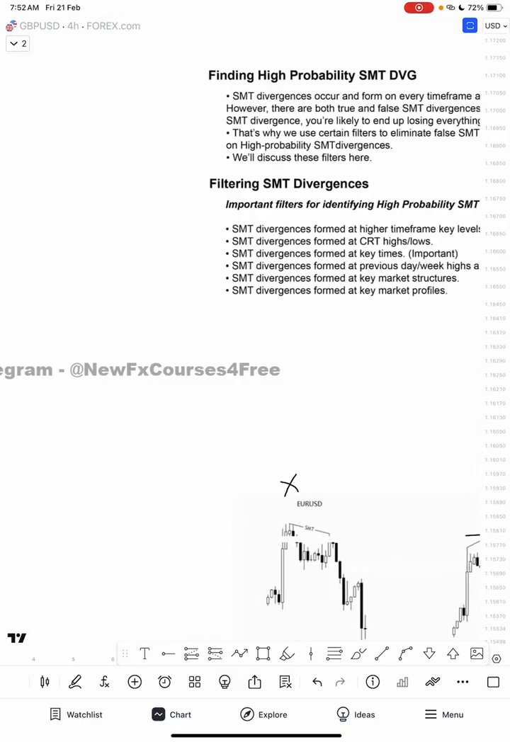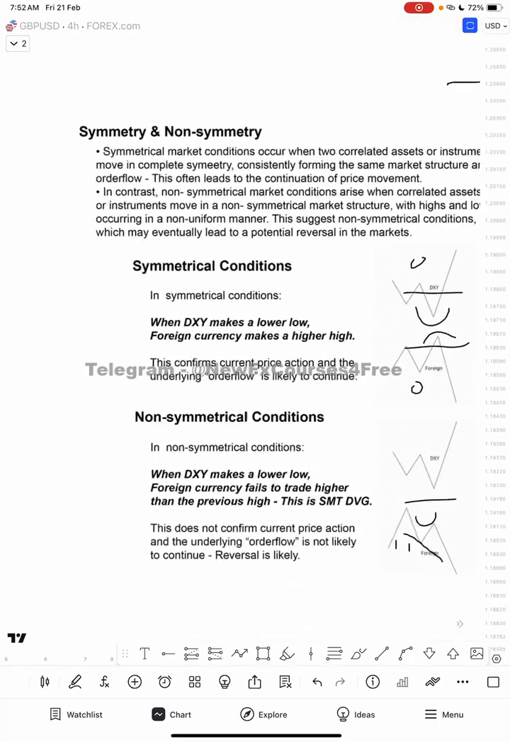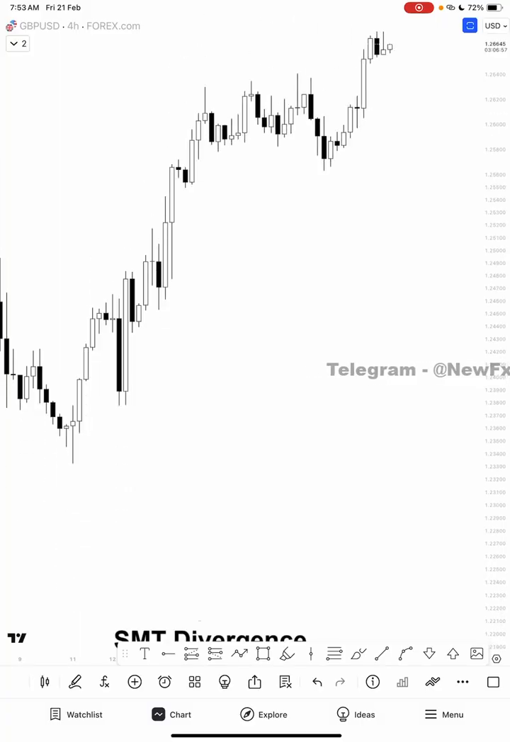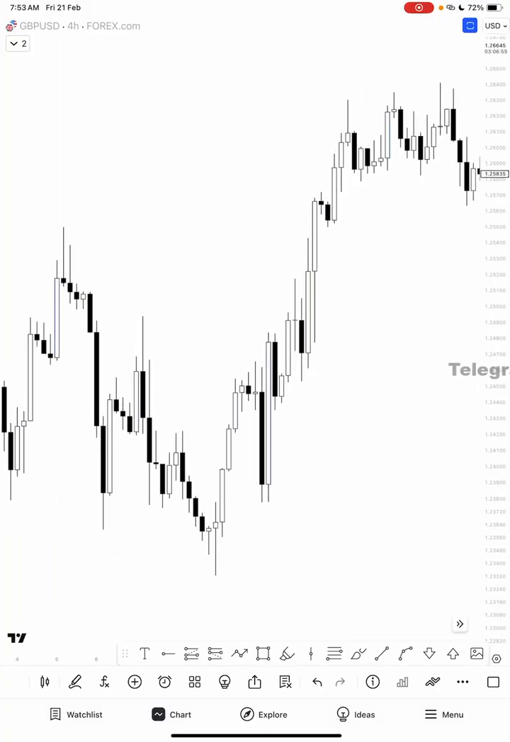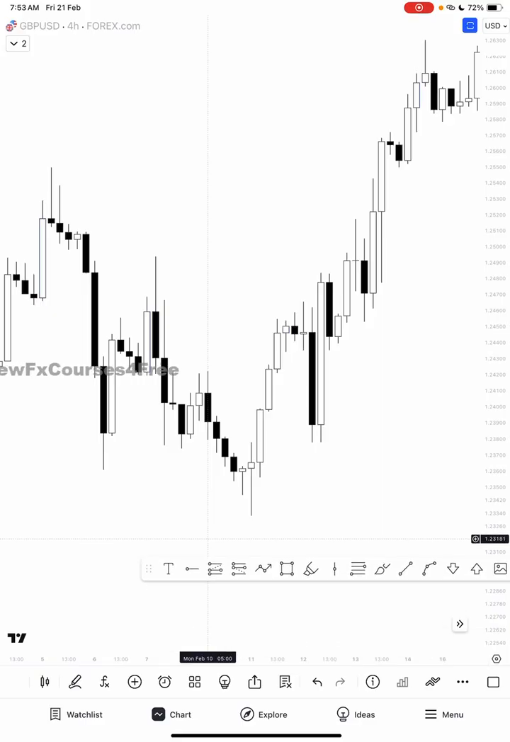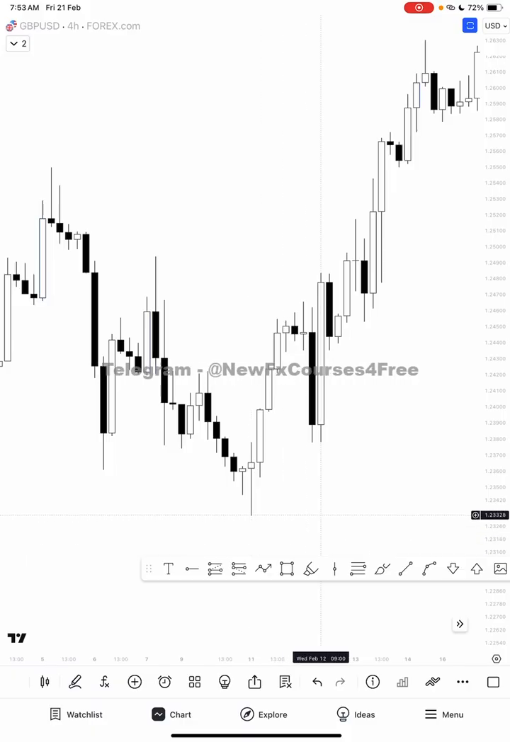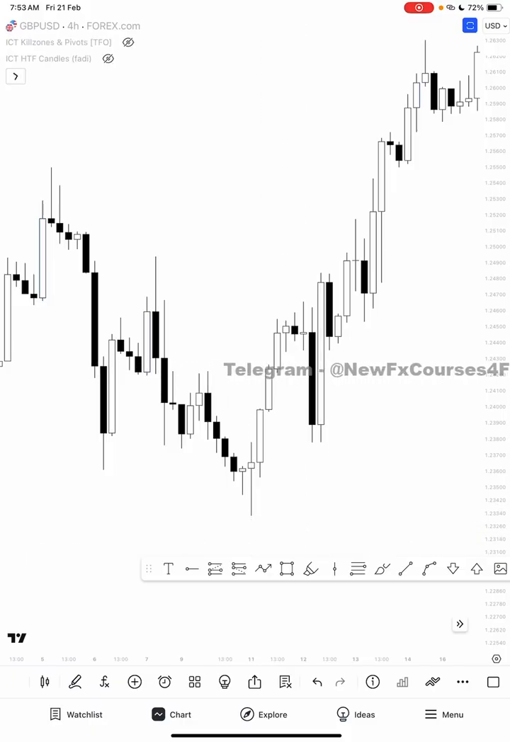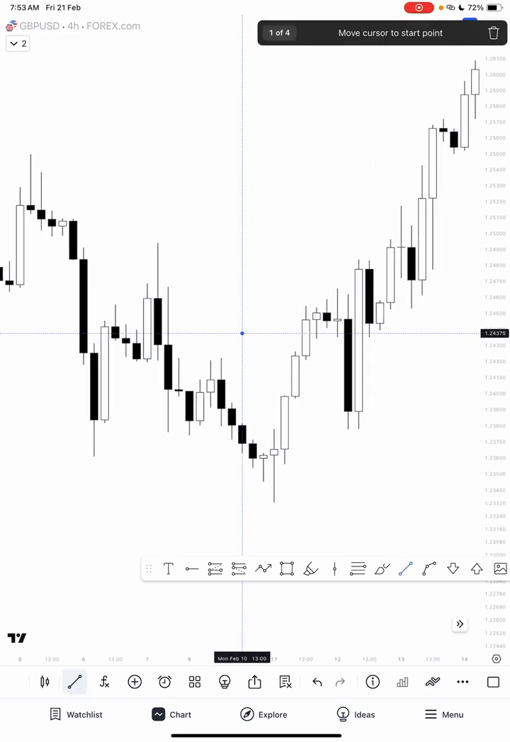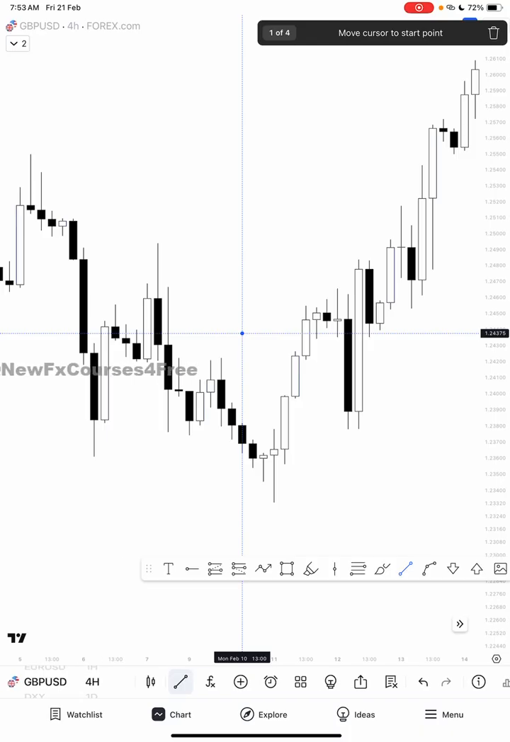So going into the live chart, I'll start with last week price action, then I'll move into this week price action. So this was last week price action, this was Monday and Tuesday and Wednesday and so on and so forth. So here we actually had an SMT on the 1 hour time frame.